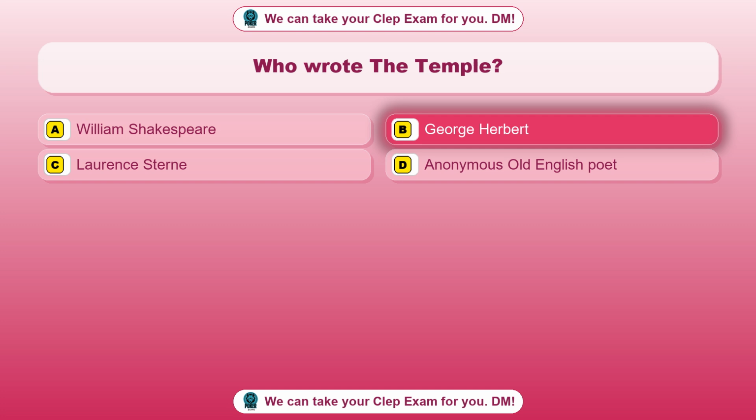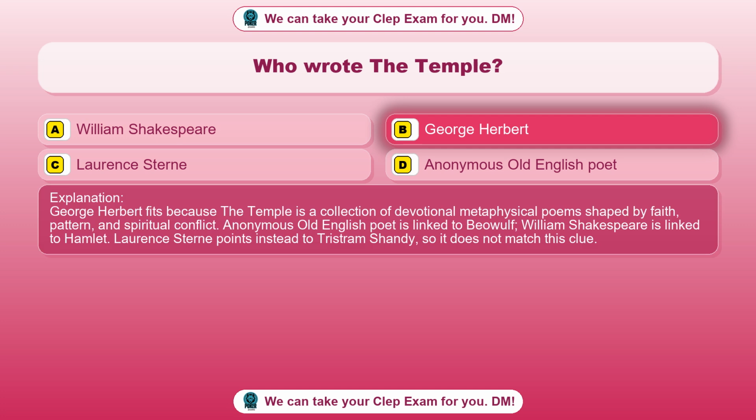George Herbert. George Herbert fits because The Temple is a collection of devotional metaphysical poems shaped by faith, pattern, and spiritual conflict. Anonymous Old English poet is linked to Beowulf. William Shakespeare is linked to Hamlet. Laurence Sterne points instead to Tristram Shandy, so it does not match this clue.